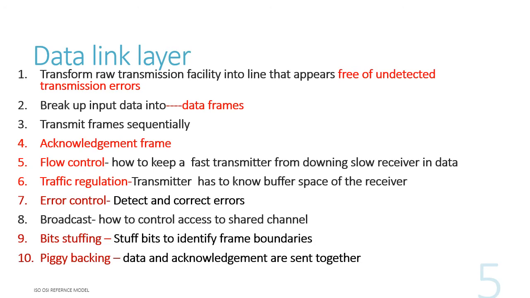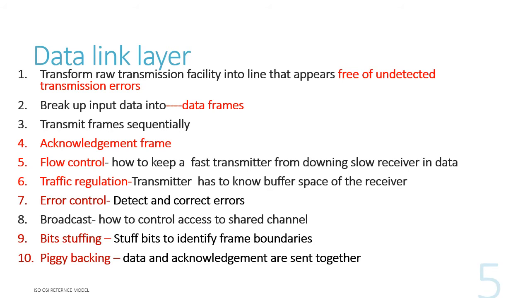The next layer is the data link layer. Here data is in the form of frames. Frames are nothing but collections of bits. Transforming a raw transmission facility into a transmission line that appears free of undetected transmission errors is a major functionality of the data link layer. Here, data is broken into data frames and these frames are transmitted sequentially.